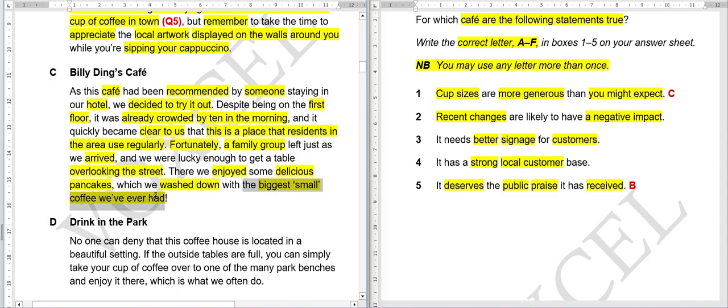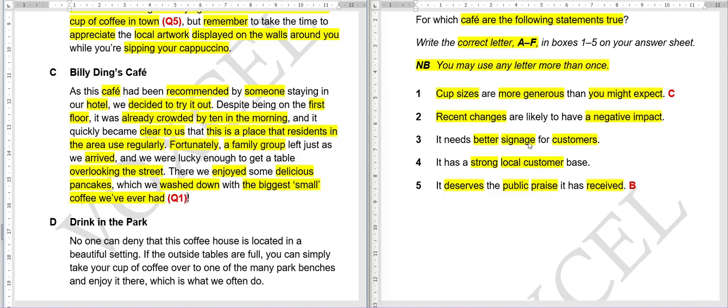The biggest small coffee cup they ever had. Let me mark the location here first. So more generous: the small cup was the biggest cup they ever had. Out of all the cafes they ever visited, this cafe had the biggest small cup. So their small cup was bigger than at other cafes they have visited in their lifetime. Hope it is clear. Let's see if there is any other question here or not.